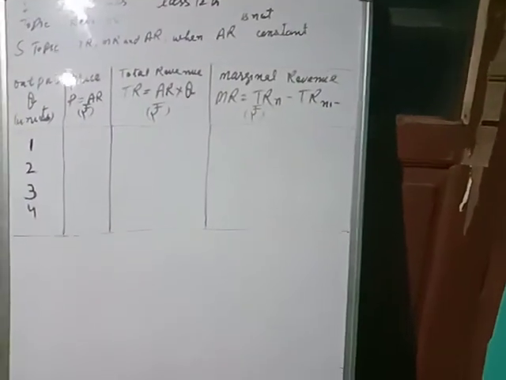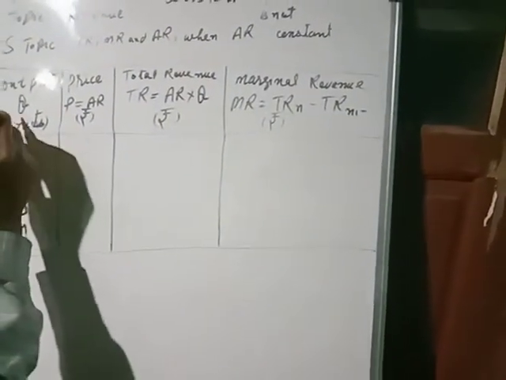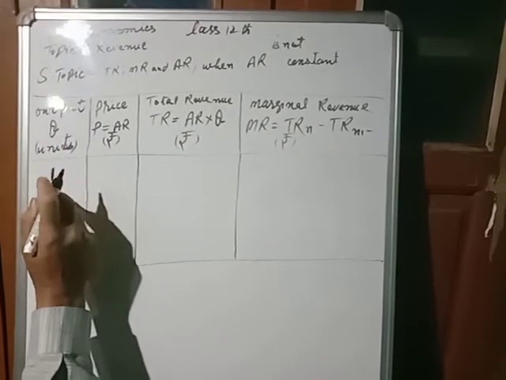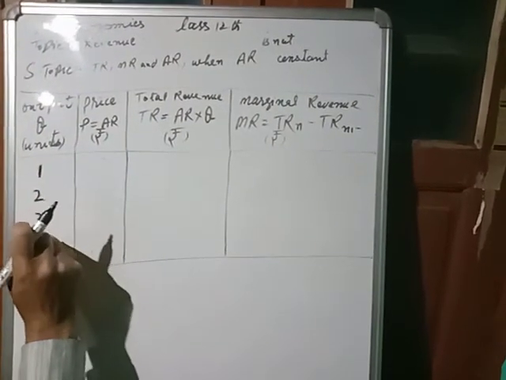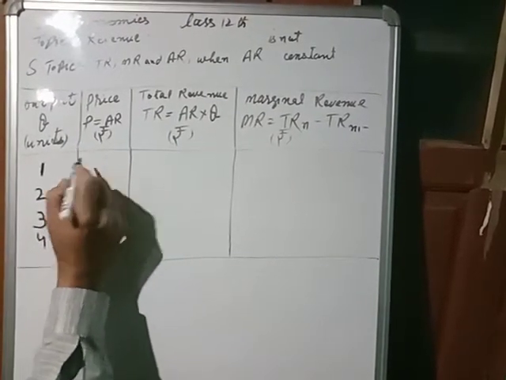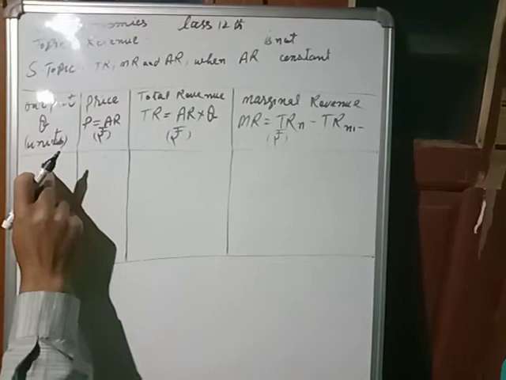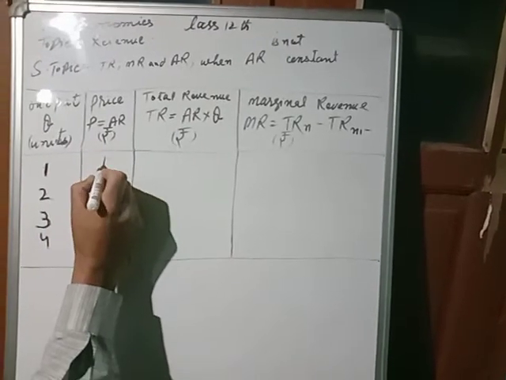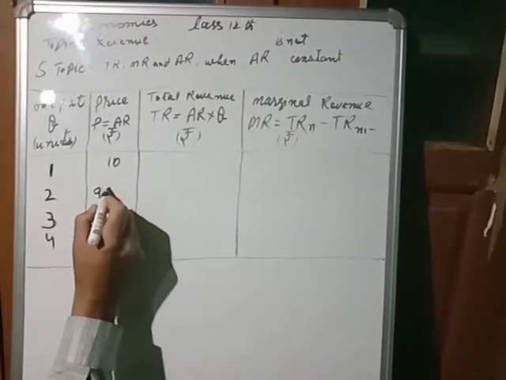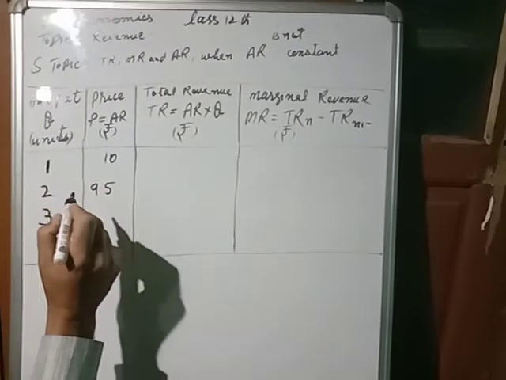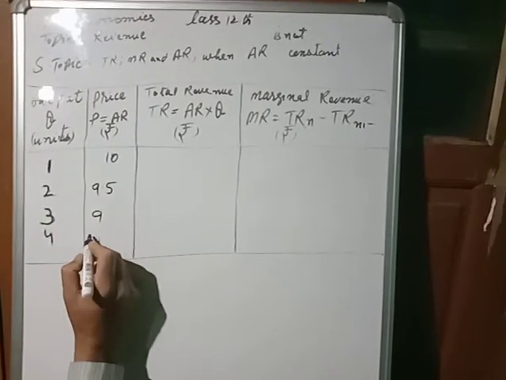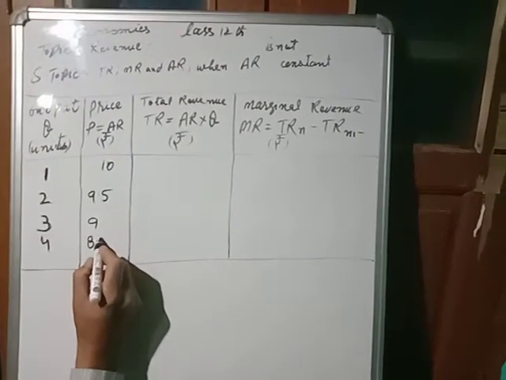Now dear students, I will write here the output in units, that is 1 unit, 2, 3 and 4. What is the price? As it is not constant, when the first unit was produced, the price was rupees 10, and when the second unit, 9.5, when the third unit it is 9, and when the fourth it is 8.5.